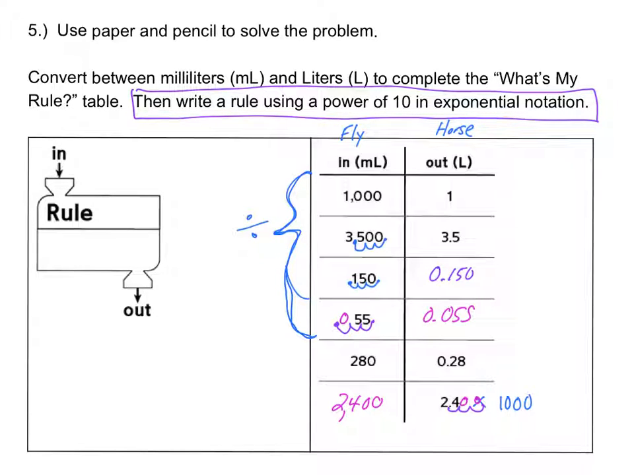Now we need to figure out a rule. I put a box around it. We need to write a rule using a power of 10 in exponential notation. So the in was the fly and the out was the horse. So when you go from fly to horse, we need to divide, of course. Now we divided by 1,000. How do we write 1,000 as a power of 10? It's 10 to the, how many zeros are in 1,000? Well, there's 1, 2, 3 zeros, so we need to make sure it's to the 3rd power. So our rule will be in divided by 10 to the 3rd equals the out.